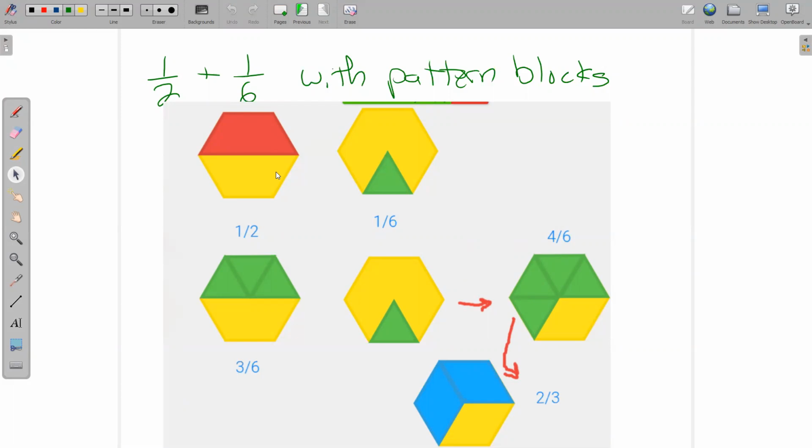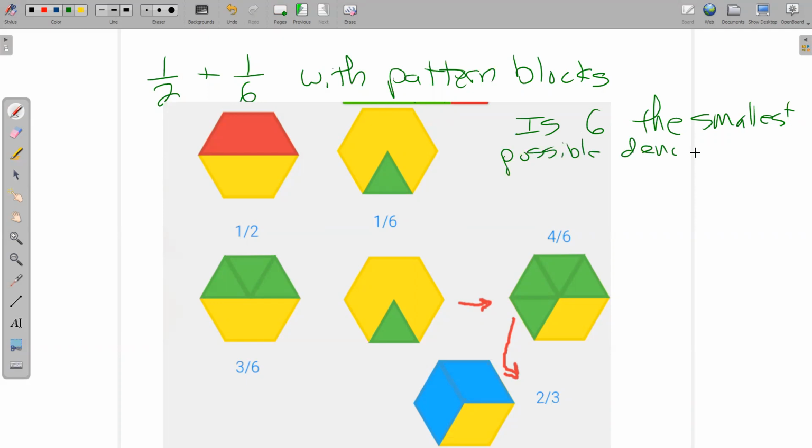Get what I'm saying there? Is 6 the smallest possible denominator, I guess is my question. 6, smallest possible denominator to do this addition.